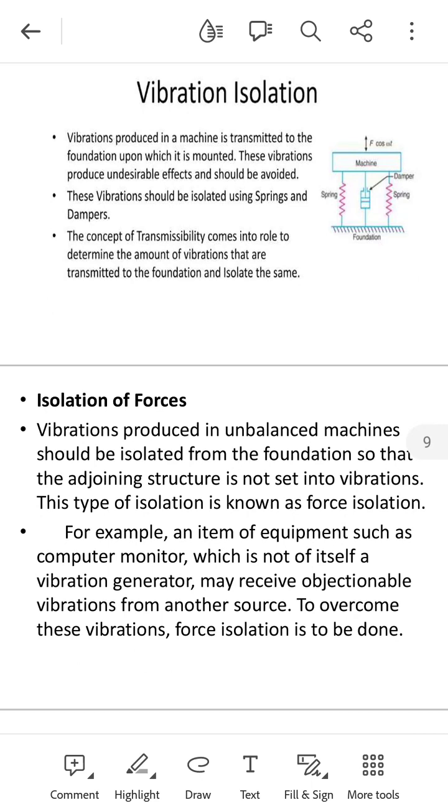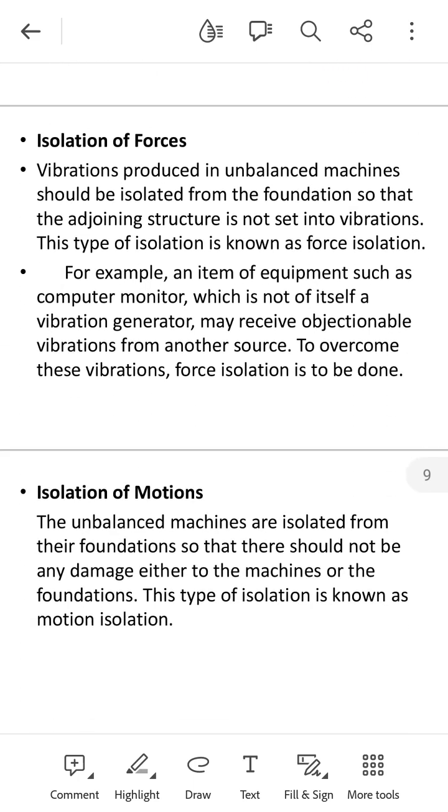Force isolation. Vibrations produced in unbalanced machines should be isolated from the foundation so that the adjoining structure is not set into vibrations. This type of isolation is known as force isolation. For example, an item of equipment such as a computer monitor, which is not itself a vibration generator, may receive objectionable vibration from other sources. To overcome these vibrations, force isolation is to be done.